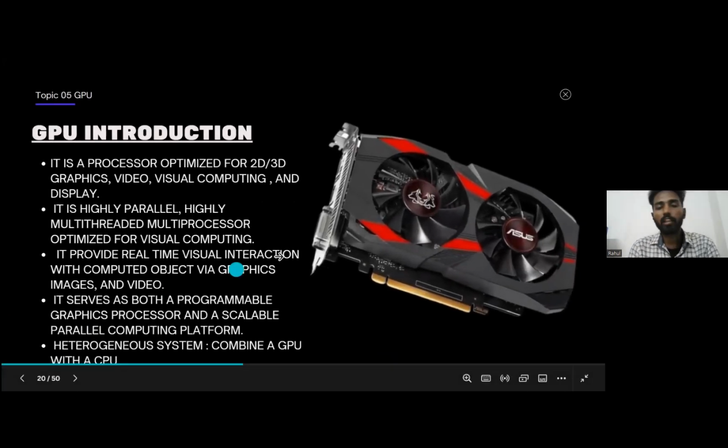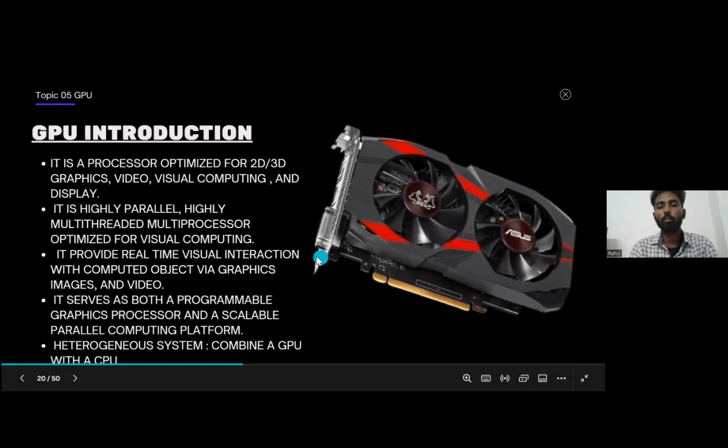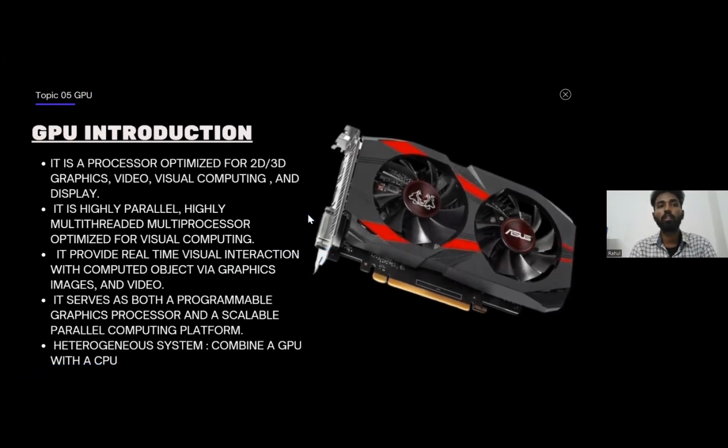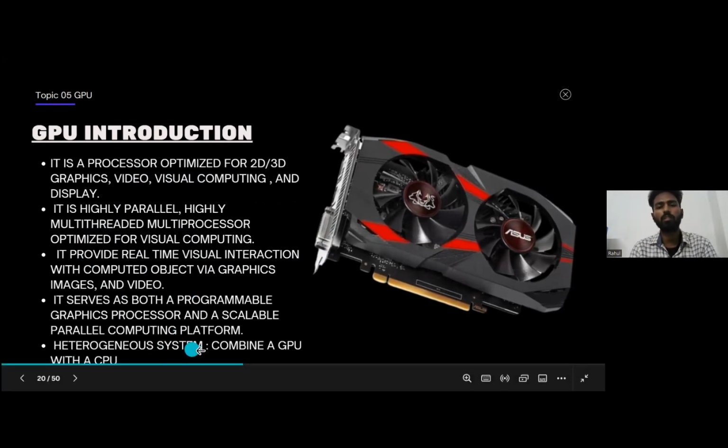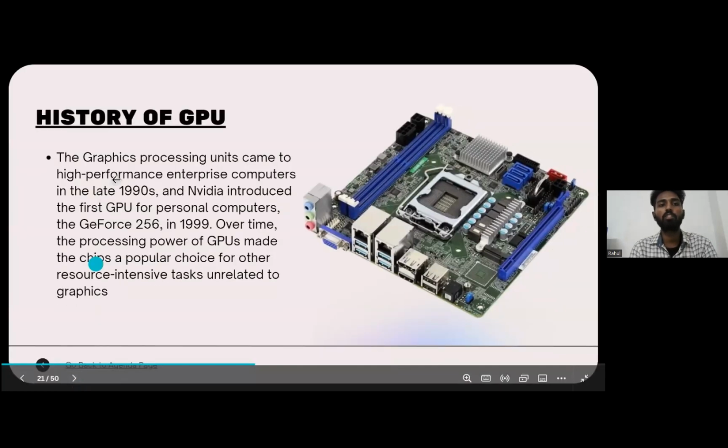GPU. It is the most important component, widely used today by people who play games or who do graphics-related work. It is mentioned that it is a processor optimized for 2D and 3D graphics, video, visual computing, and display. It is highly parallel, highly multi-threaded, and multi-purpose, optimized for visual computing. It provides real-time visual interaction with computer objects, graphics, images, and video. It is a heterogeneous system combining the GPU with the CPU. We can move to the next slide, where we are going to see the history of GPU.